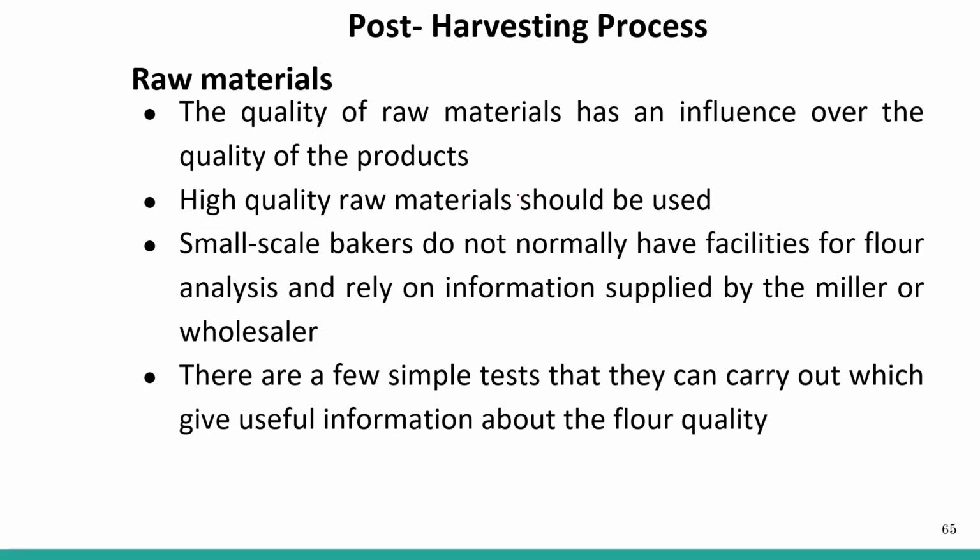Okay, so the quality of the raw material has an influence over the quality of the products. Whatever raw material we are using for preparing anything determines the quality of the product. So high quality raw material should be used. If we want a product of good quality, then it should have good quality raw materials.